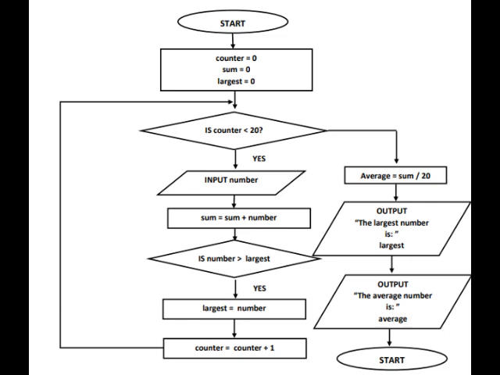Once all 20 numbers have been entered and processed, the program calculates the average by dividing the total sum by 20. Finally, it outputs the largest value among the inputs and the calculated average, providing the user with a summary of their input data.